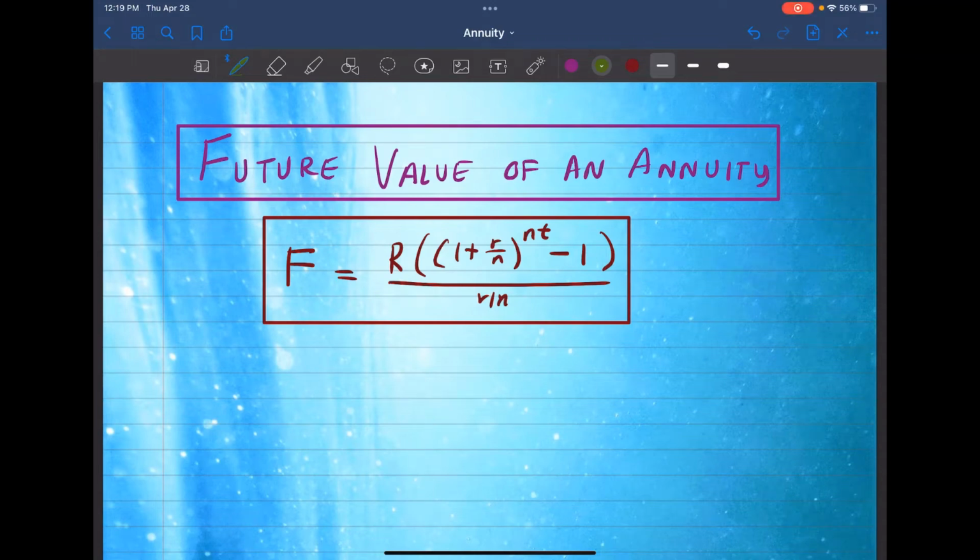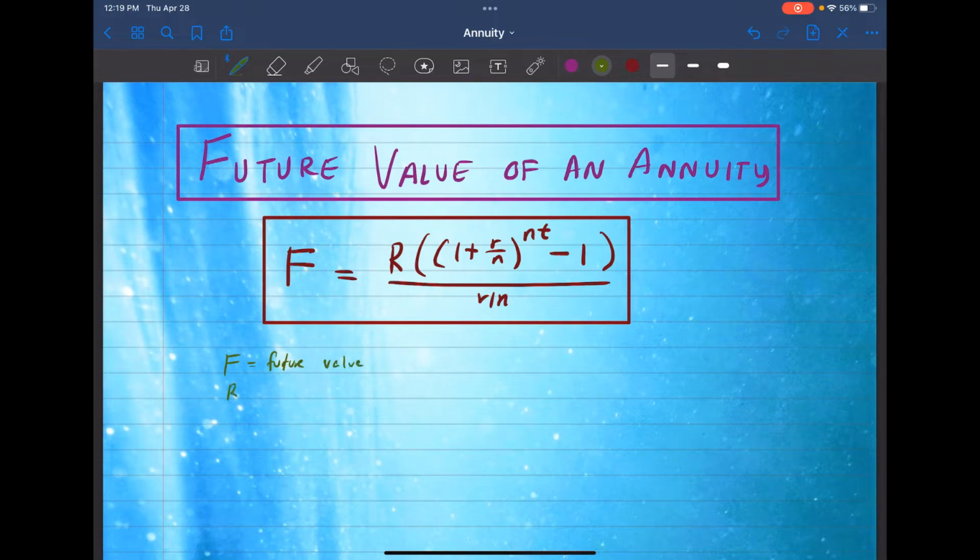Let's go ahead and see how we can use this formula. So this is the formula we often use to determine the future value of an annuity. Let me go ahead and define these components for you. Here, F is going to represent the future value of an annuity. So let's call it future value.